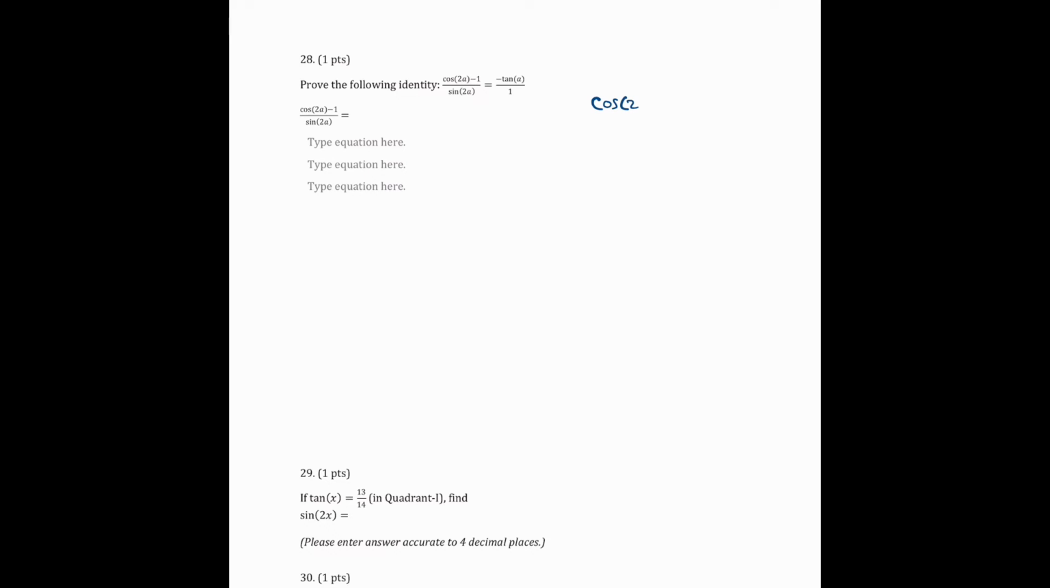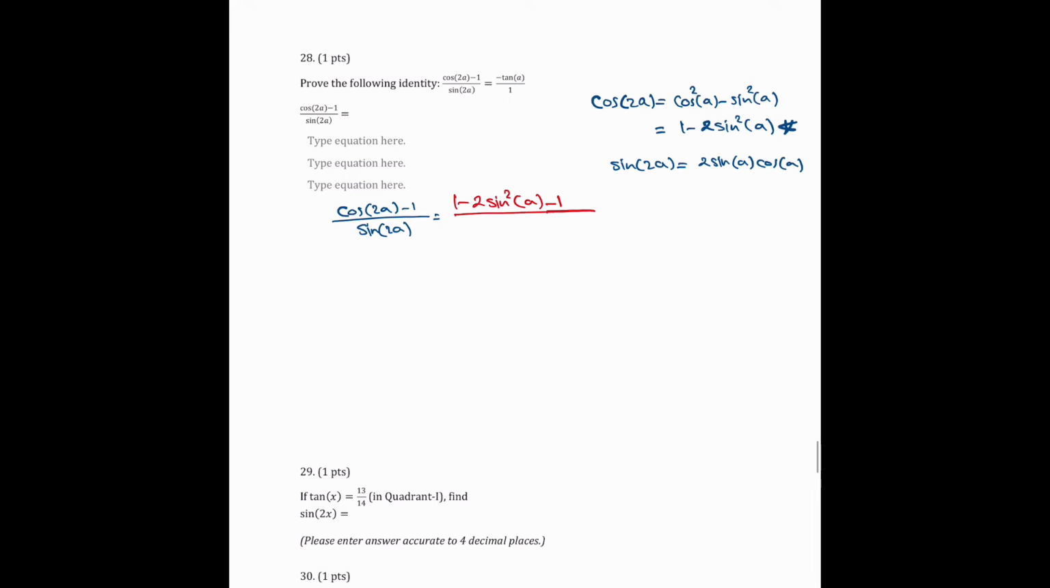Question number 28. We need cosine 2a, which is equal to cosine square a minus sine square a, or the alternatives, and also 1 minus 2 sine square a. I think this is the one that I need to use in this case. And then sine 2a is equal to 2 sine a cosine a. So if I rewrite (cosine 2a minus 1) over sine 2a, this is going to become (1 minus 2 sine square a minus 1) over 2 sine a cosine a.